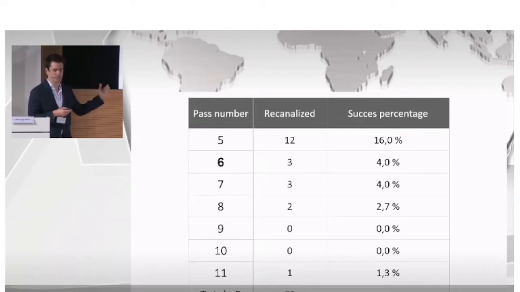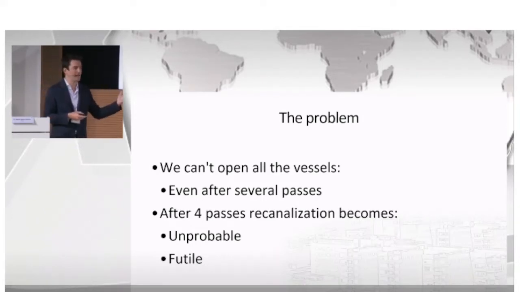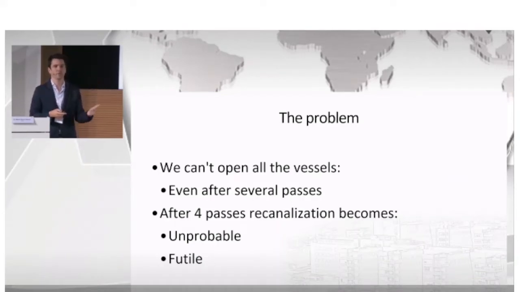As you can see, our record in this study was 11 passes. So there was only one patient we were able to open after 11 passes, and we all know that patient. It's a woman, 29 years old, that you need to open the vessel whatever it takes, because it's really a horrible situation, and we have all faced that kind of patient. So the problem is that we can't open all the vessels, even after several passes, and after 4 passes, it seems that recanalization becomes improbable and futile.